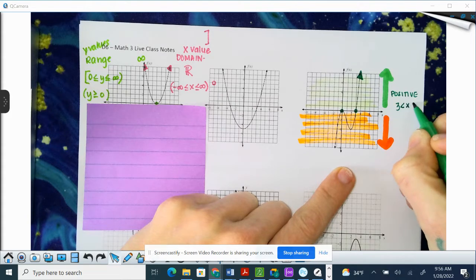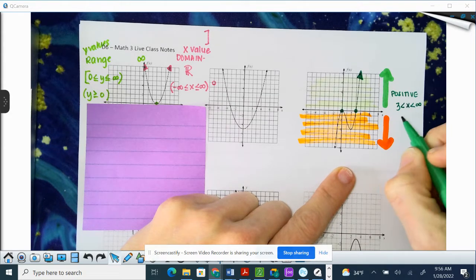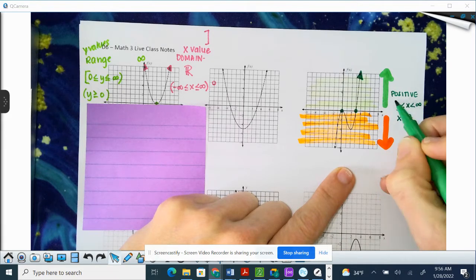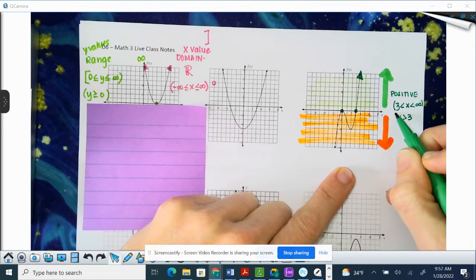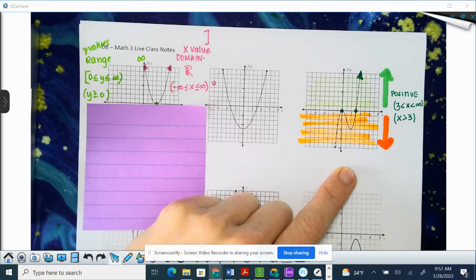So from 3 to positive infinity. Or you can say when all values are greater than 3. So x is greater than 3. And that's your positive interval.